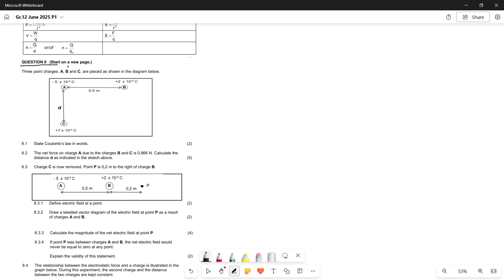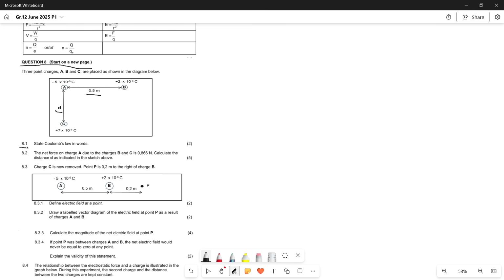So question 8 says 3 point charges A, B, and C are placed as shown in the diagram below. So we have A here with -5 times 10 to the -6 coulombs, B is +2 times 10 to the -6 coulombs, and then C over here is +7 times 10 to the -6 coulombs. Cool, we have the distance here between A and B, and we do not have the distance between A and C. So that is most likely going to be a question coming up.